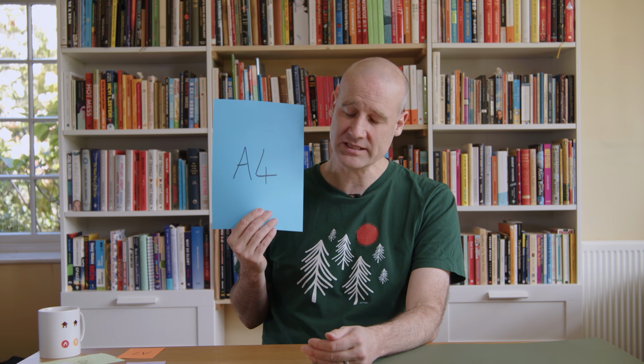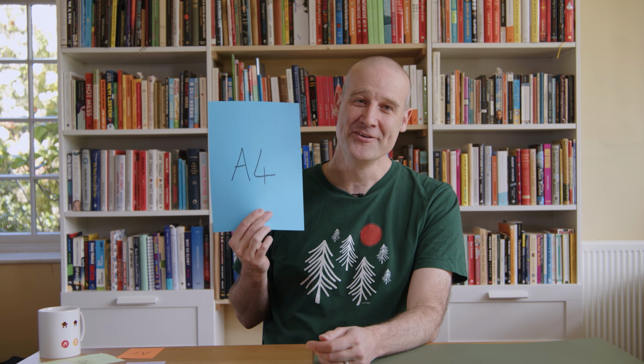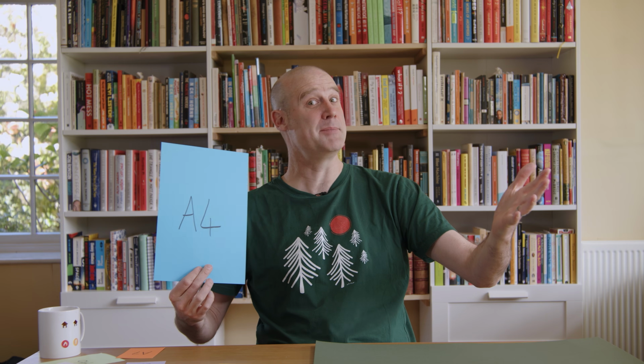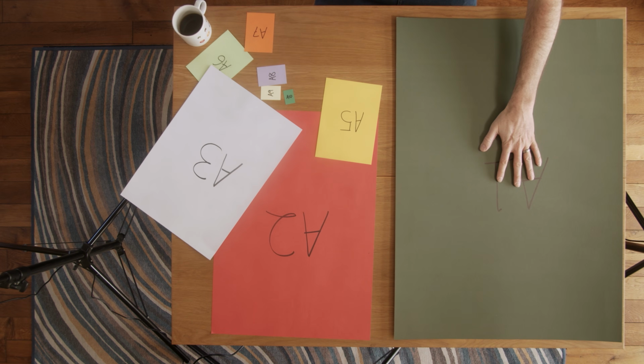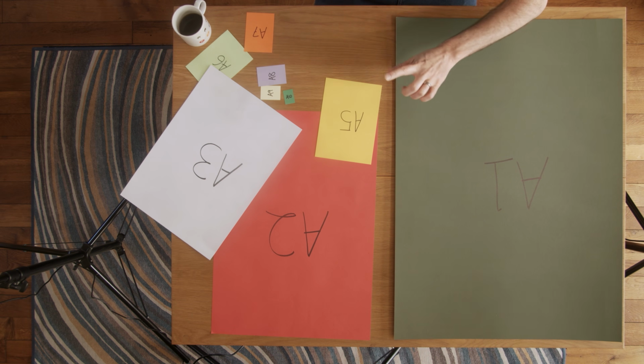A4 is a fantastic ratio for paper. In fact, the entire A paper scale is pretty incredible. I've got one of all of them here from A1 up to A10. Each one is half the number below it.